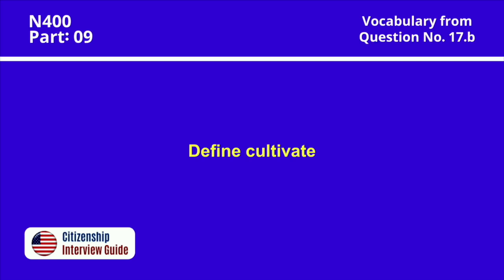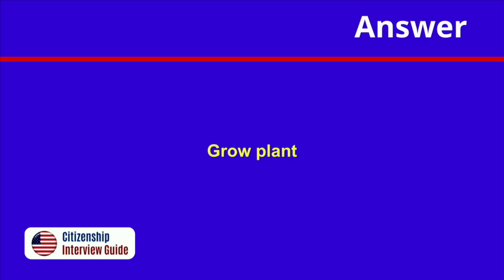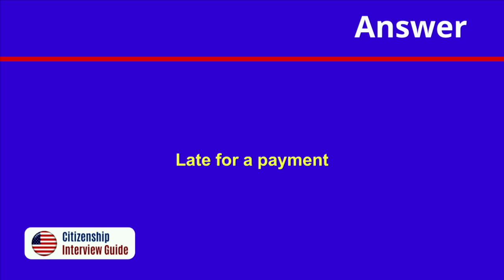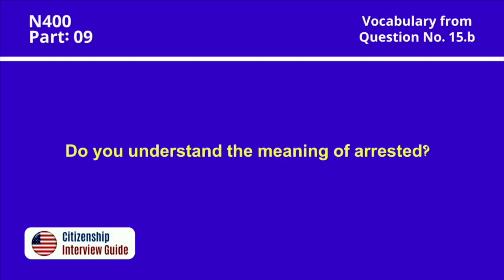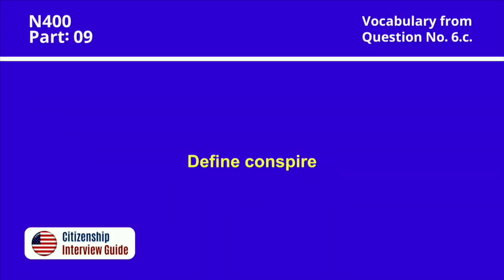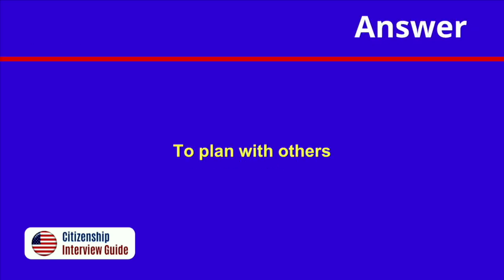Define cultivate. Grow plant. What is overdue? Late for a payment. Do you understand the meaning of arrested? Caught by the police. Define conspire. To plan with others.